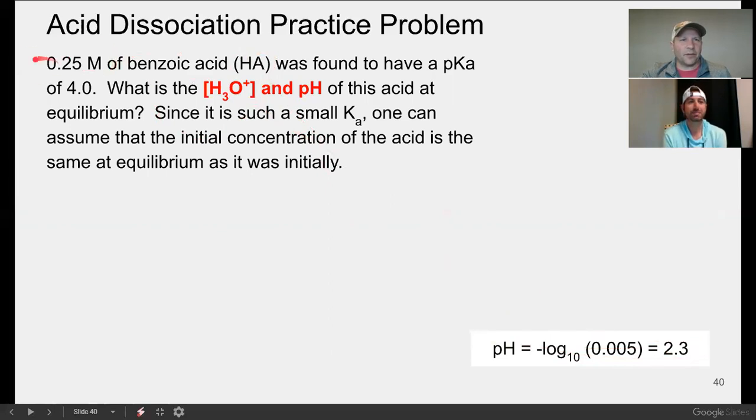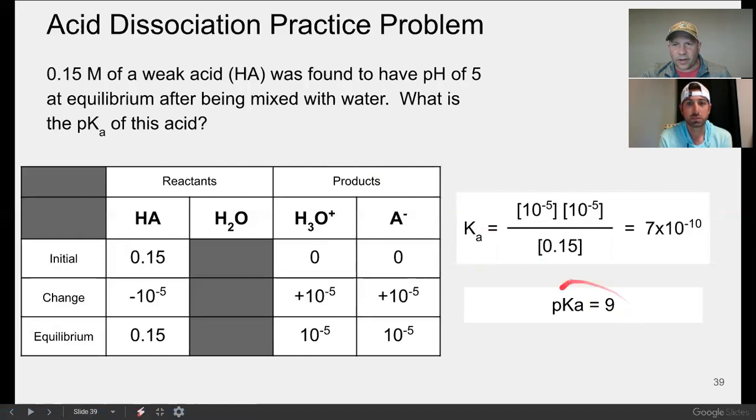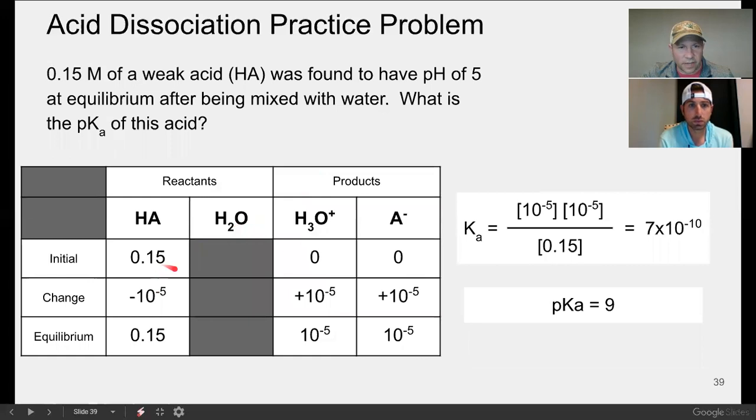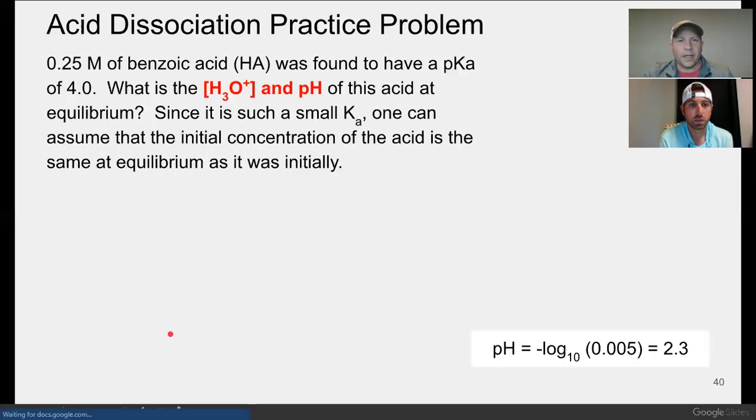So we have 0.25 molar of benzoic acid, which is HA, was found to have a pKa of 4.0. Okay, so we now know the pKa. Remember on the last one, we were trying to find the pKa, right? What it wants to know is essentially the pH, or the H3O plus, of this acid at equilibrium. And just like before, since it's such a small Ka, we can assume the initial concentration of the acid is the same at equilibrium as it was initially. Just like we did here. See, initially it's the same as it was at equilibrium, right? And that was for both of them.